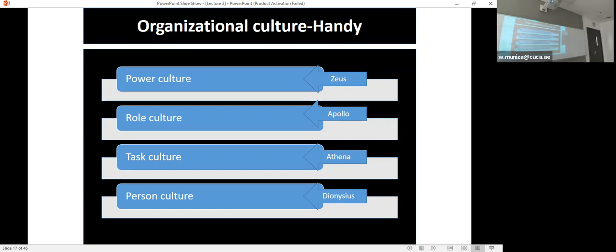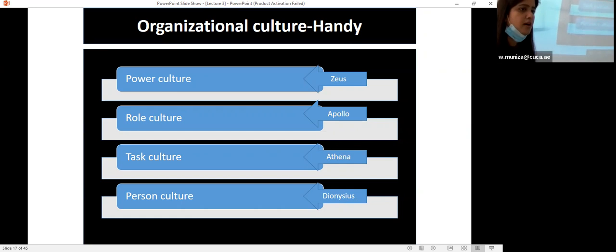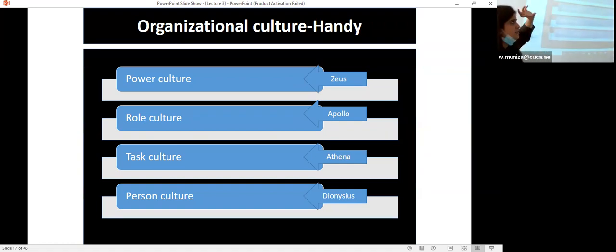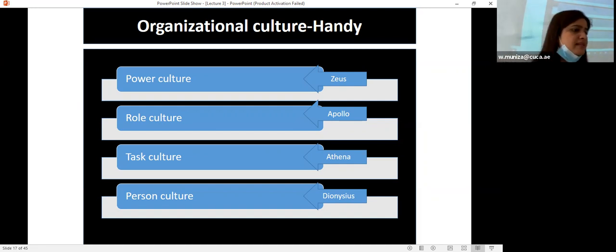Charles Handy told us that there are four components of the culture, or there are four types of the culture which are present in any organization. Number one is power culture. Number two is role culture, number three is task culture, and number four is person culture. Charles Handy denoted power culture with the Greek god Zeus. And this is the same as the entrepreneurial structure.